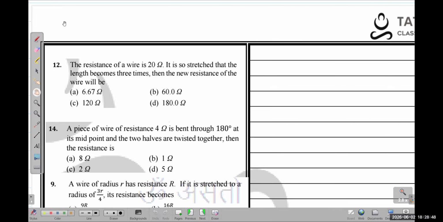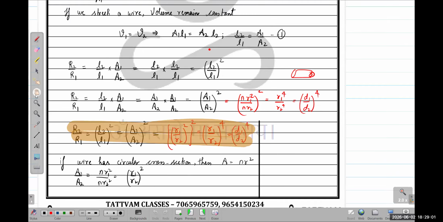Sir, I don't think I'm getting it. See, the resistance of the wire is 20. The wire is stretched to 3 times its length. Okay, just write this formula first. Write this formula. Okay, sir.